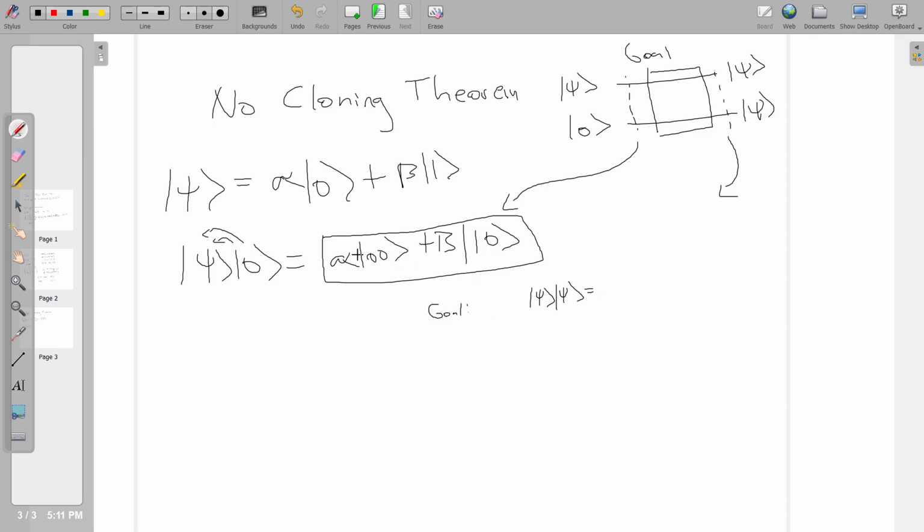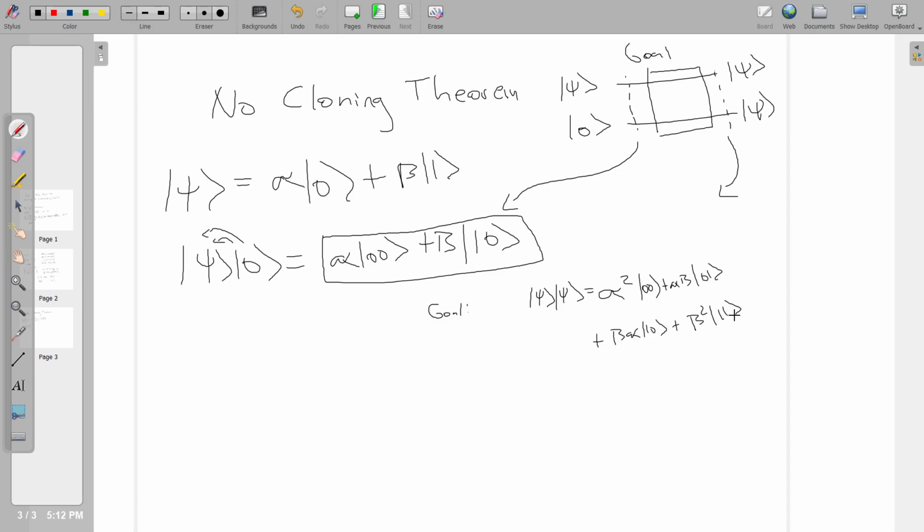And so we can once again do FOIL. So we can do alpha squared |00> plus beta |01>. I'll continue on this next line, plus beta alpha |10> plus beta squared |11>. And that would be the state of our system. And we'd have 2 qubits.